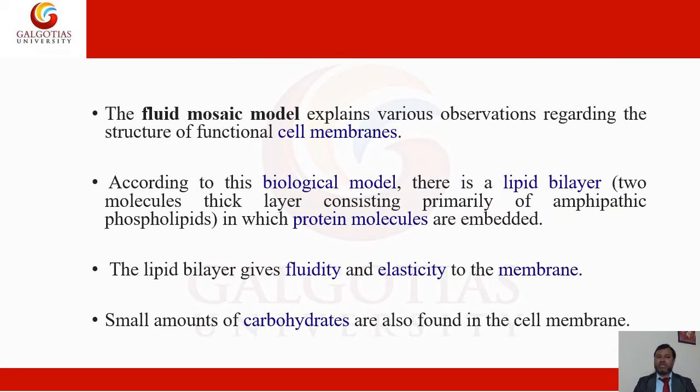The fluid mosaic model explains various observations regarding the structure and function of the cell membrane. Protein and lipid are present in the cell membrane, and apart from protein and lipid, carbohydrate is also present. The carbohydrate is present on the outer surface of the cell membrane, which is responsible for the recognition of the cell.